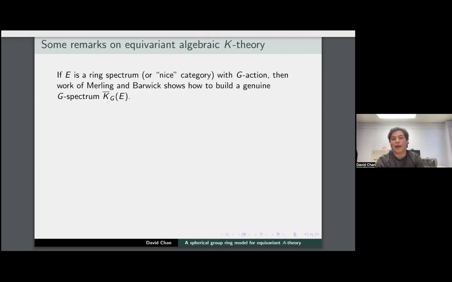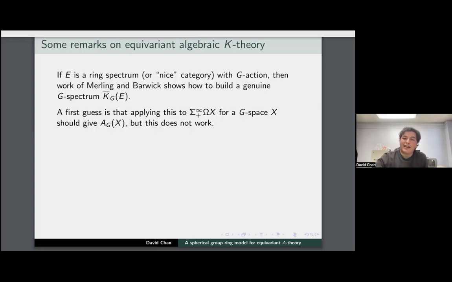So what do I mean by equivariant algebraic K-theory? I want to start by talking about what already exists and is fairly well known in the literature. If E is a ring spectrum or a nice category that has some action by a group G, then Mona Merling and Clark Barwick have given us a way to build a genuine G spectrum called KG overline of E. The overline is here because I'm never going to use this one again, and I don't want to confuse it with KG of things going forward.